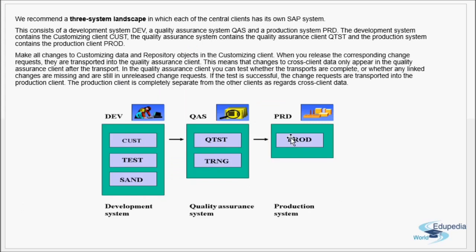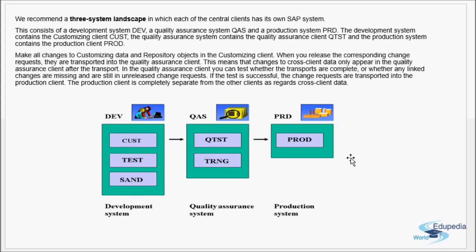If everything you have in your system is client dependent, then in one system I can create 3 different clients and assign them CUST, QTST and production. Whatever changes of data I'm making in one client of the system do not impact the other client in the same system, because all data is client dependent only. But in a real time scenario that is not the case. You have cross client data.